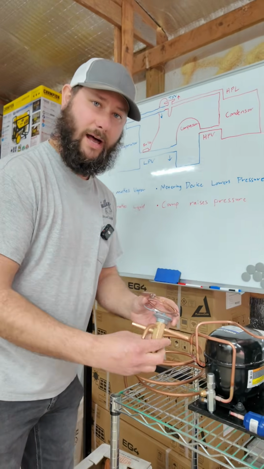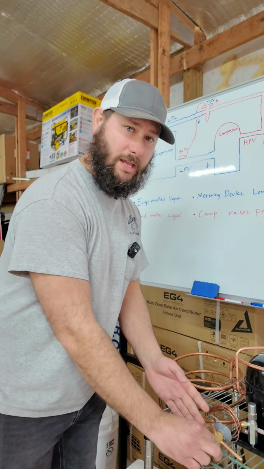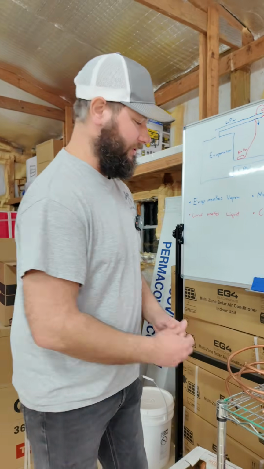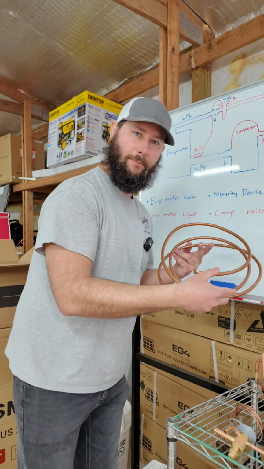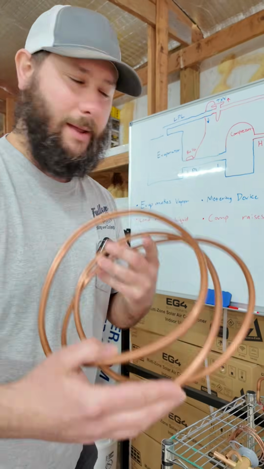Next, we have our metering device. This is a TXV, thermostatic expansion valve. What does a metering device do? Lowers the pressure. Then we've got our evaporator. Our evaporator takes in liquid and makes vapor.